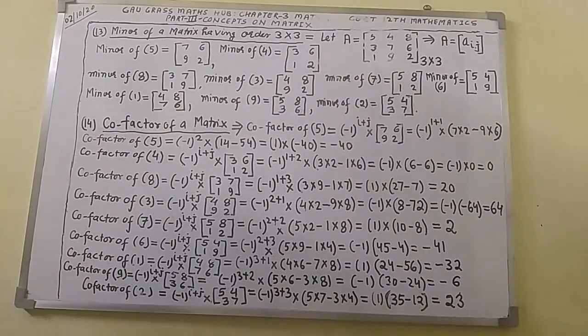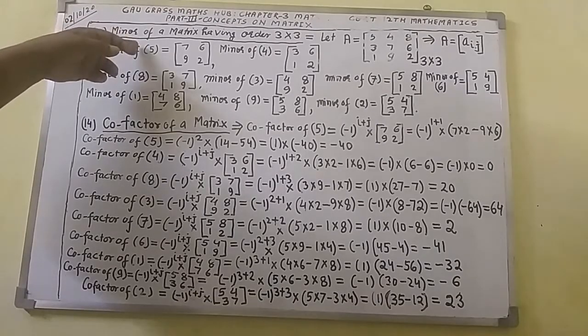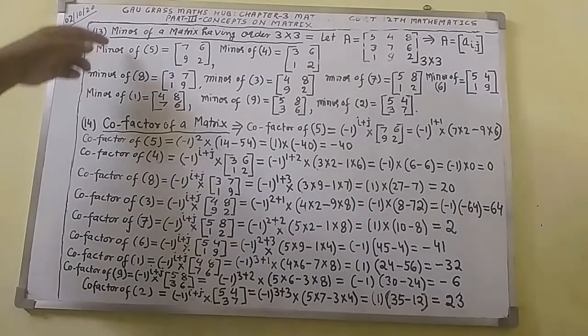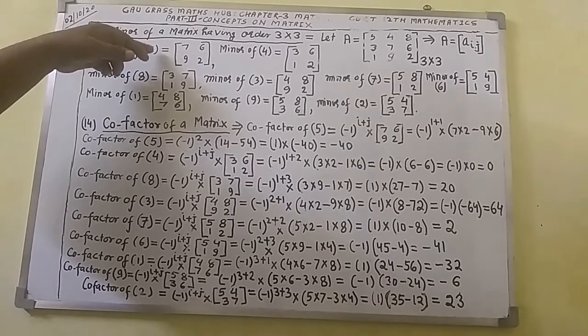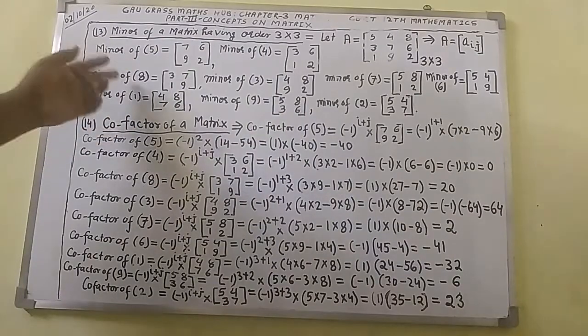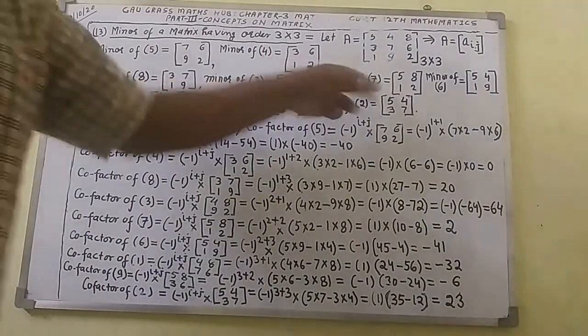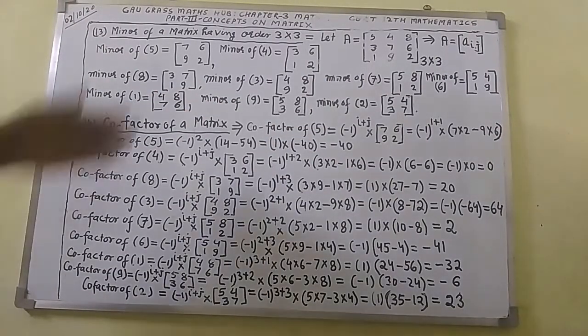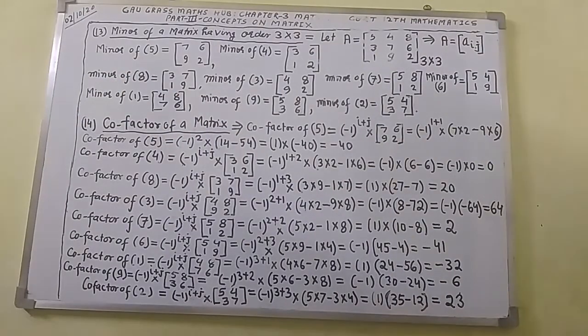This is the proper explanation of how to find the minor of any element in the given matrix: minor of 5, minor of 4, minor of 8, minor of 3, minor of 7, minor of 6, minor of 1, minor of 9, minor of 2. Here I have explained in detail.